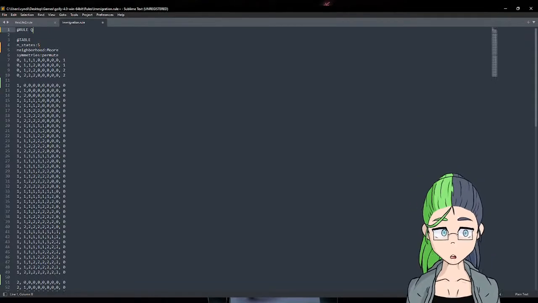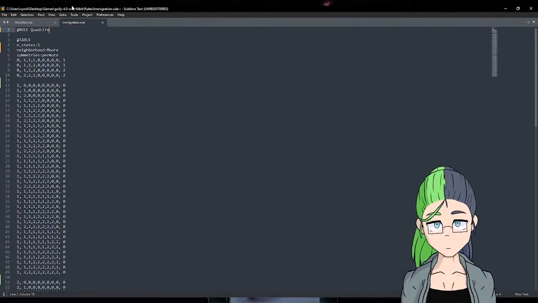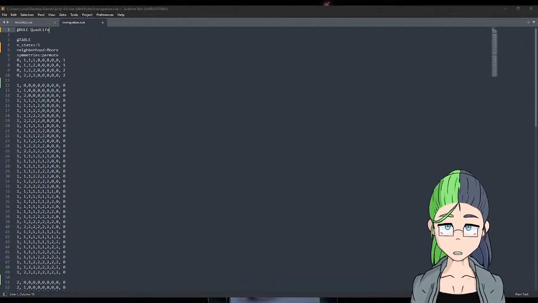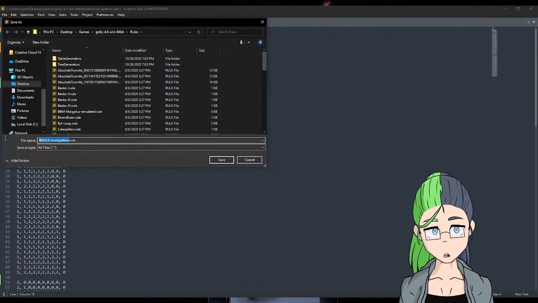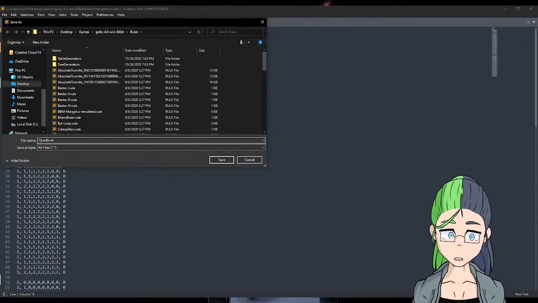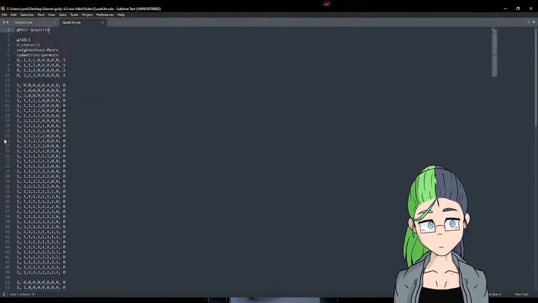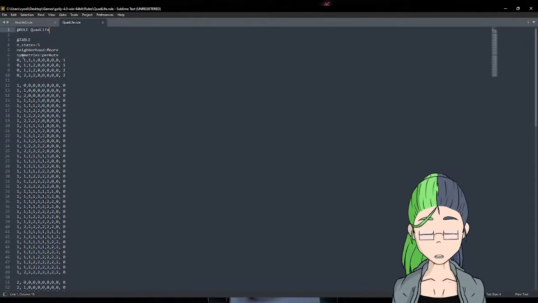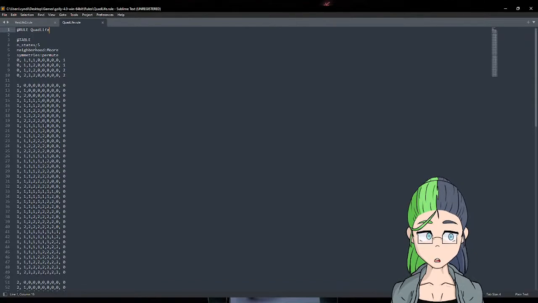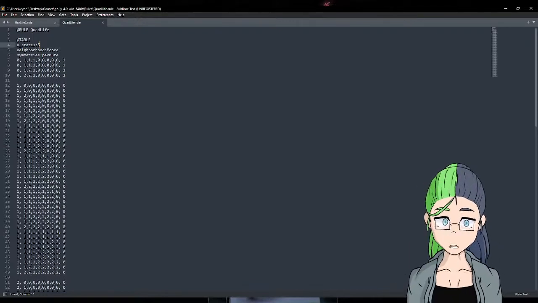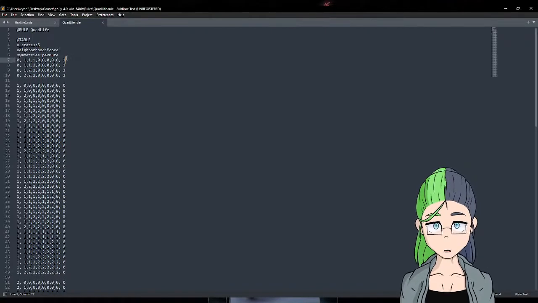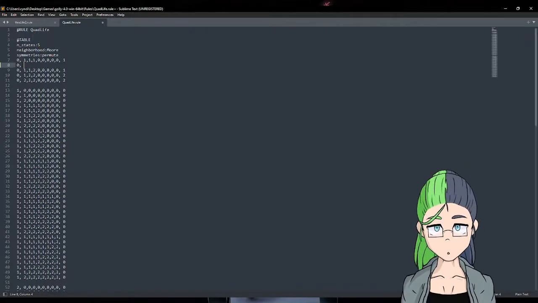I've changed that to quad life. So let's quickly save this as quad life. Okay, there we go. So quad life. It's got 5 states, more neighborhoods, permutations. Okay. So this is going to be a little bit different. Let's see. So here we've got one.